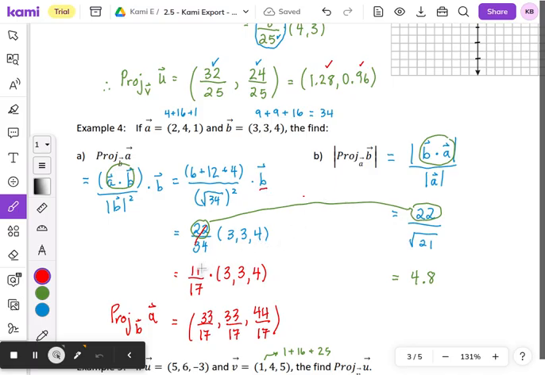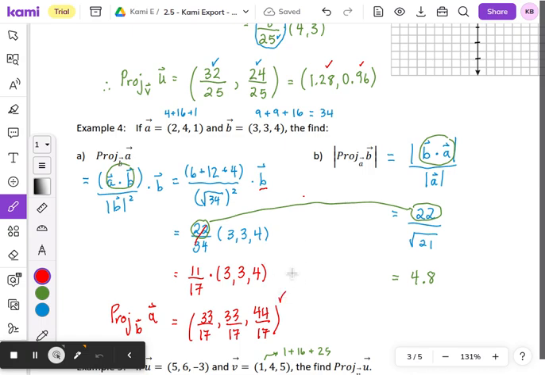3, 3, 4. So you can see that you end up with an ordered triplet for your answer, because this is a vector solution. Okay, I'm going to have 33 over 17, 33 over 17, and finally 44 over 17 as my z component.